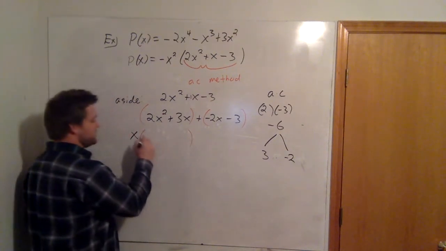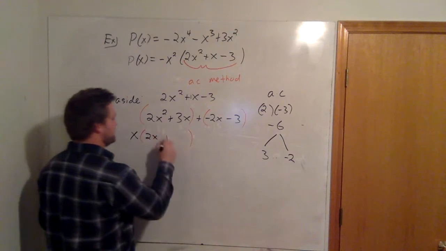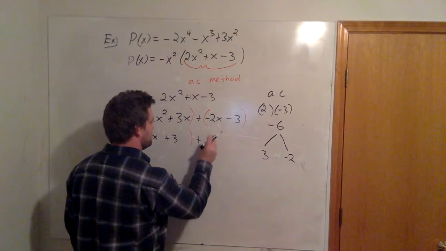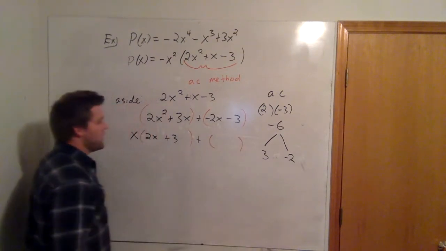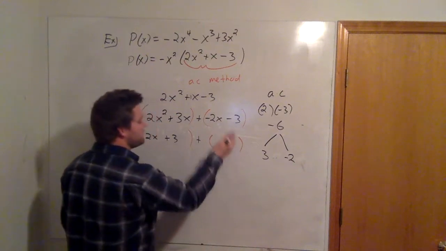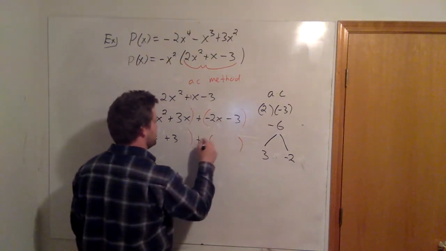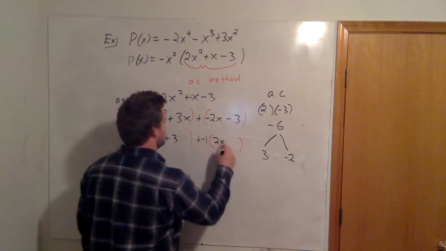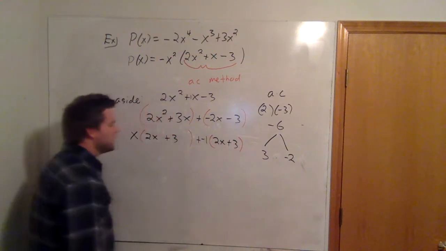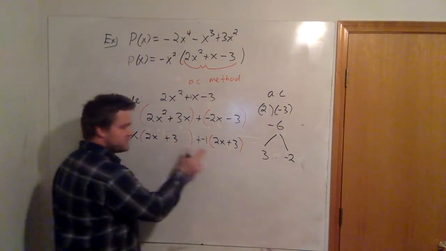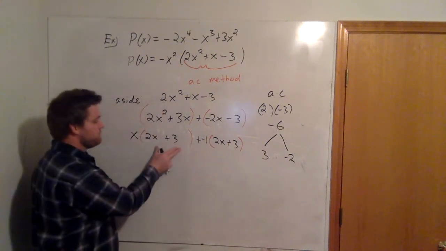And we'll be left with, what, a 2x plus a 3. And over here, what can we factor out? I'm going to go ahead and factor out a negative 1. So if I factor out a negative 1, I'm going to be left with a 2x plus 3. Now, if factoring by grouping is going to work, whatever you have in these sets of parentheses has to match.